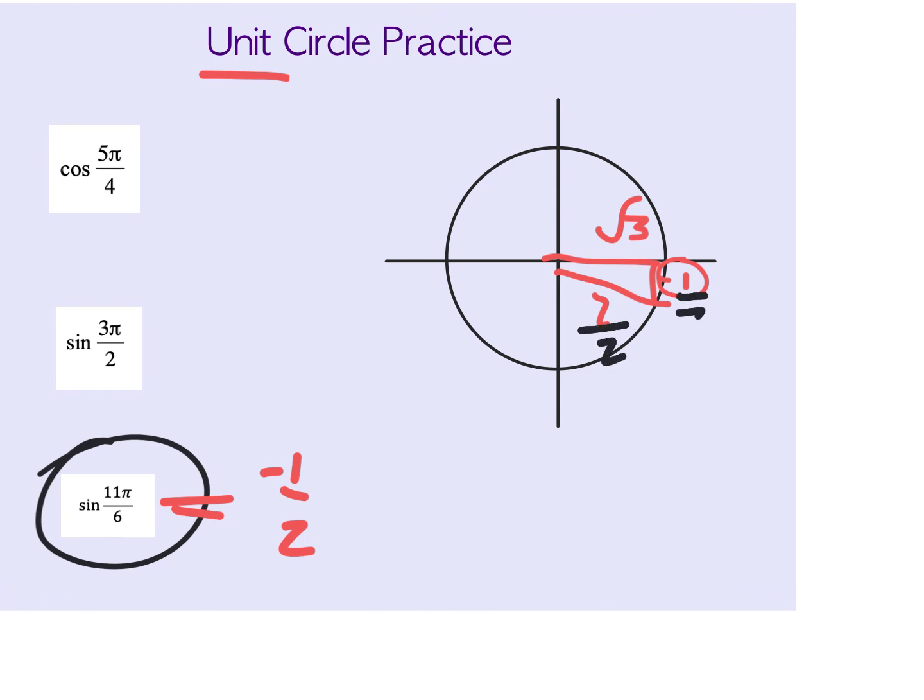And if you're like, but you didn't make the radius 1. Okay, I'll divide everything by 2, and then guess what happens? Sine is opposite over hypotenuse, right? So here's the opposite, and it's -1/2 again. Okay.